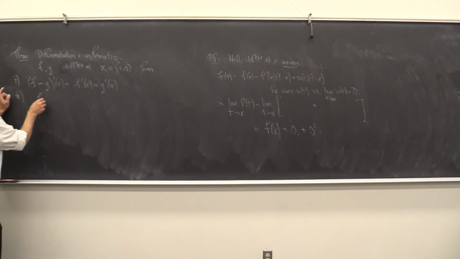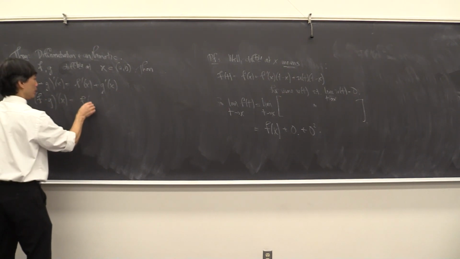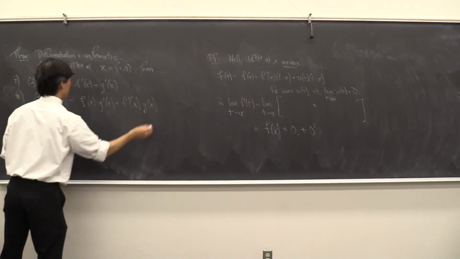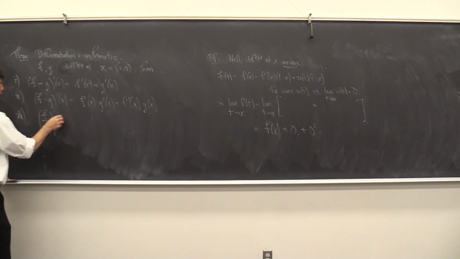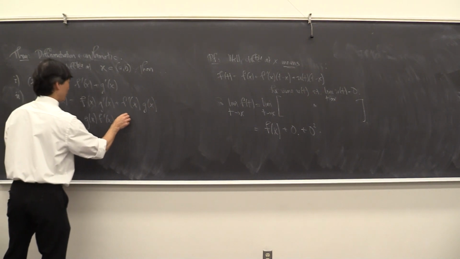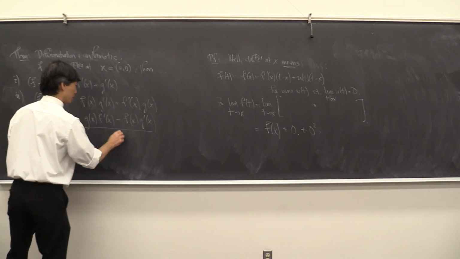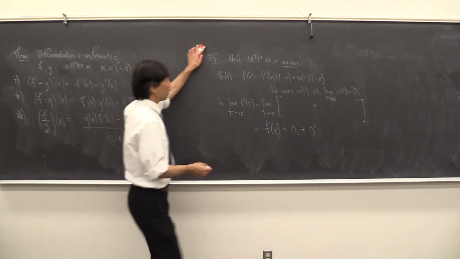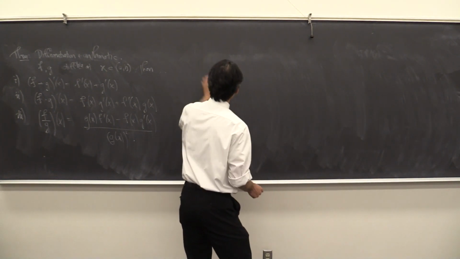Second, of course, if you have a product and you differentiate it, you get the first guy times the derivative of the second guy, plus the first guy's derivative times the second guy. Third, the quotient rule. If you have a quotient and you differentiate it, you get, of course, the bottom times the derivative of the top, minus the top times the derivative of the bottom, over the bottom guy squared. So quotient rule. So it's just some basic laws of how differentiation interacts with arithmetic.